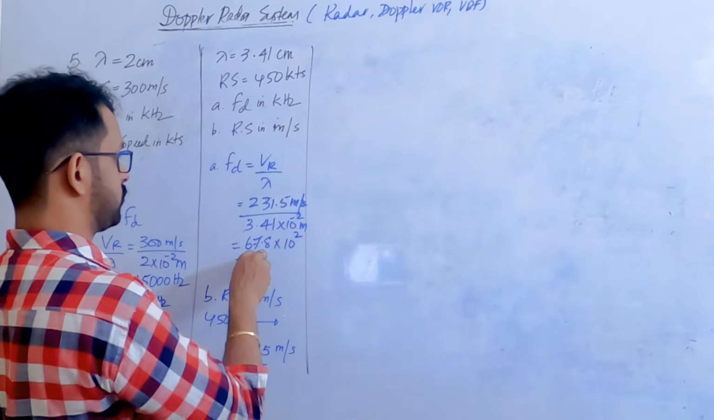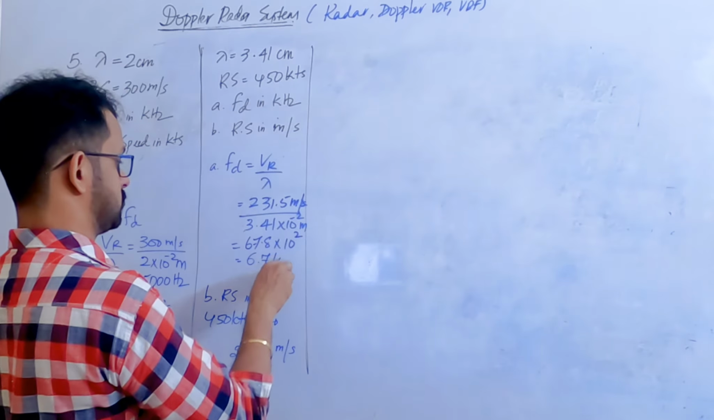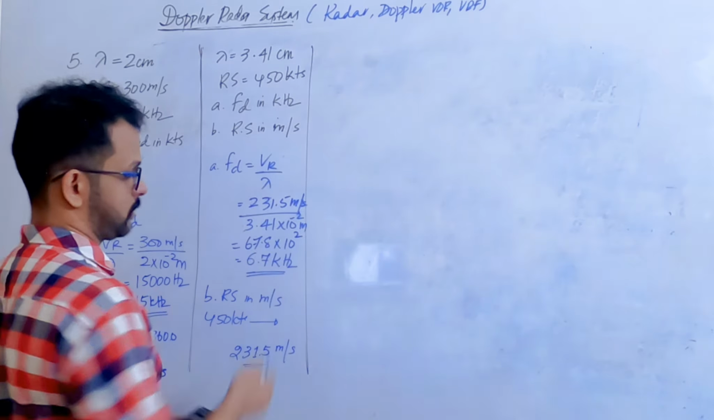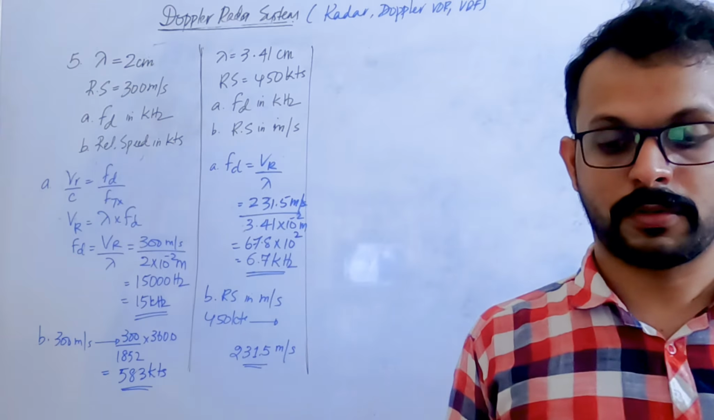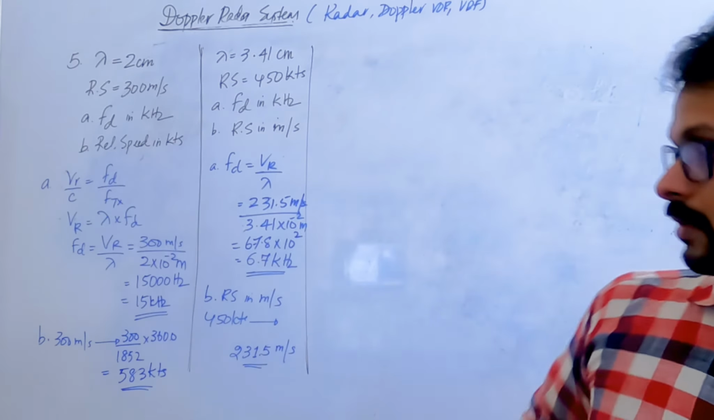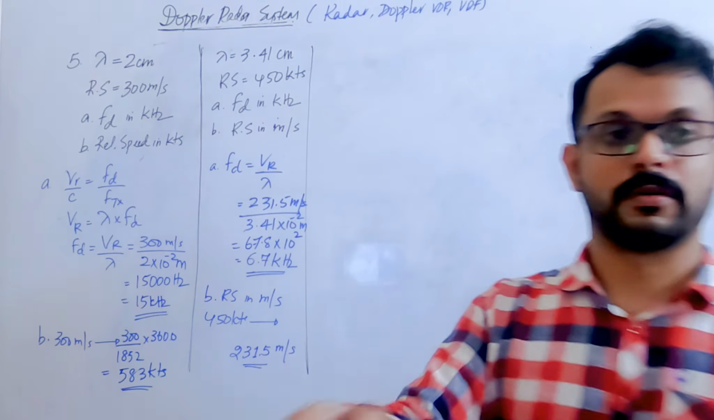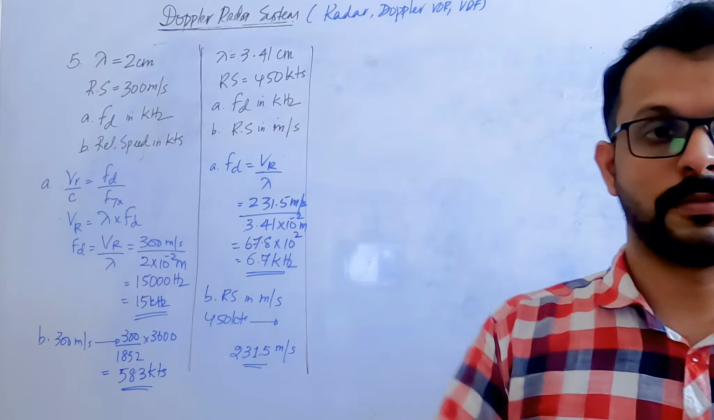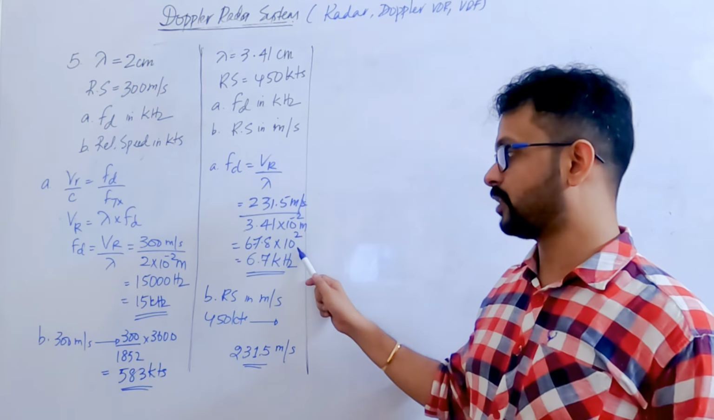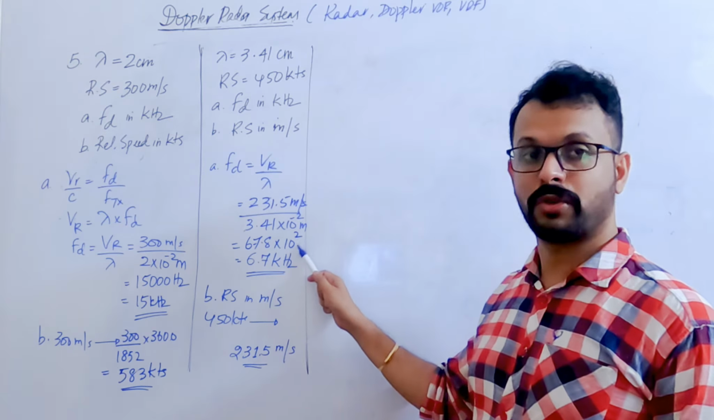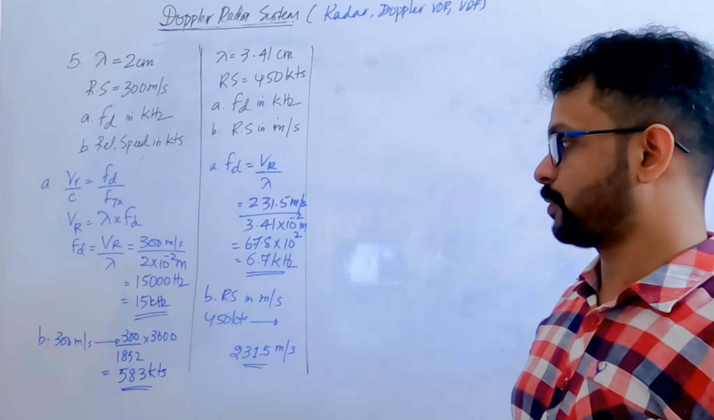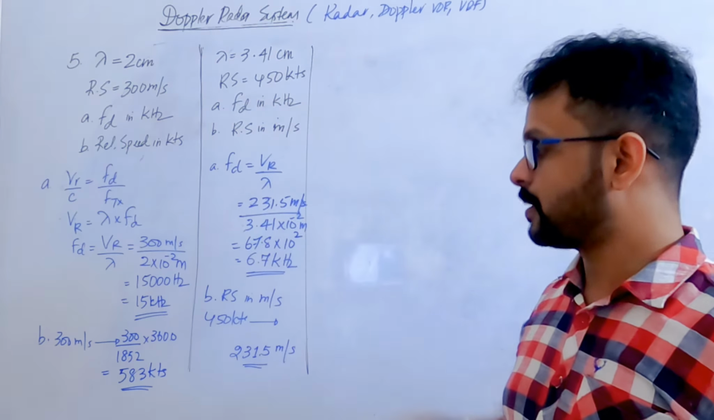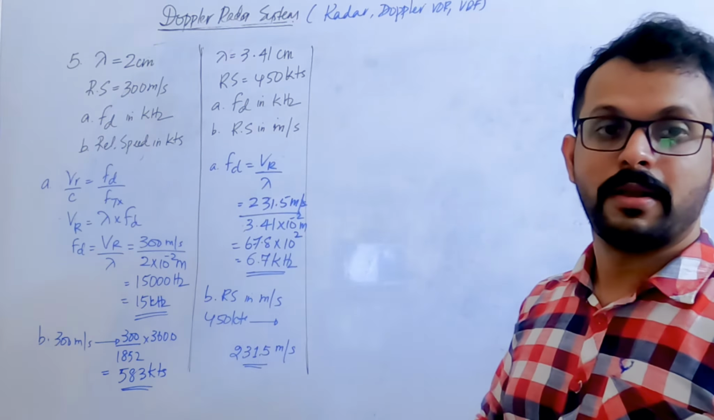So it's almost 6.79 kilohertz. So just change this, 10 raised to 3, 10 raised to 2, 10 raised to 3, and I have put that decimal point a digit before. That's 6.79 kilohertz, and the second part is 231.5 meters per second.